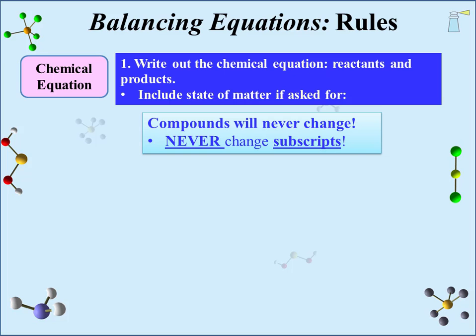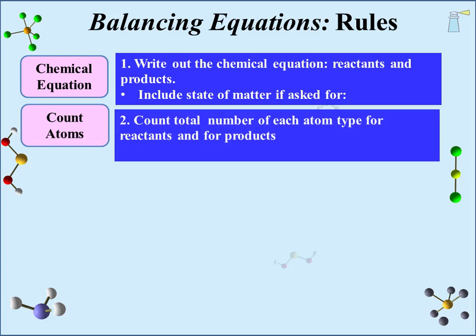Changing subscripts is an automatic failure of this process. Returning to the equation, count the total number of each atom type for reactants and for products. Additionally, start a tally or a count for each atom type on the reactant side and a tally for each atom type on the product side.